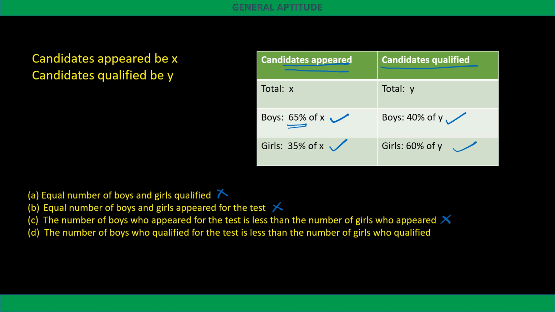Next is the number of boys who qualified for the test is less than the number of girls who qualified. In the qualified candidates, boys is 40% and that is less than the girls. So this is the correct option.